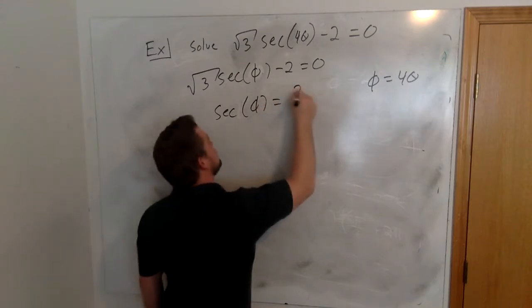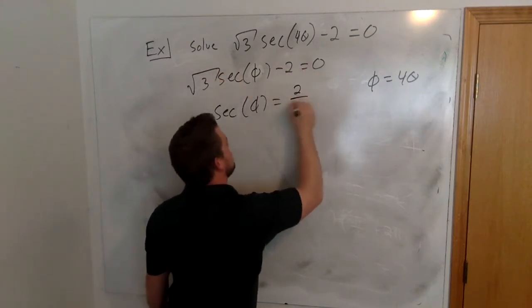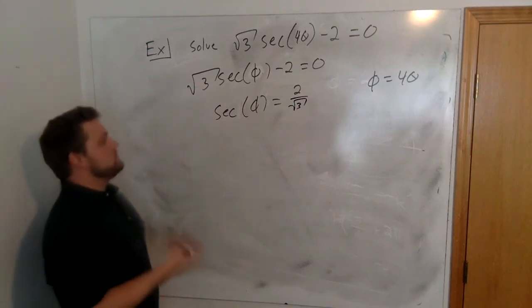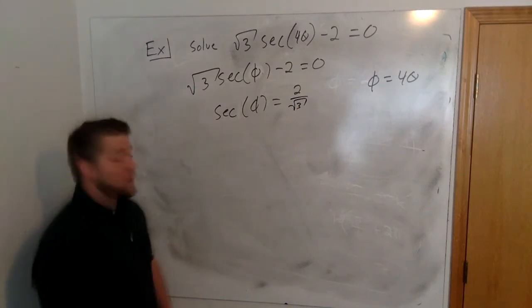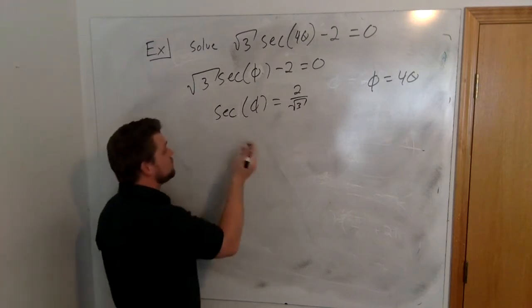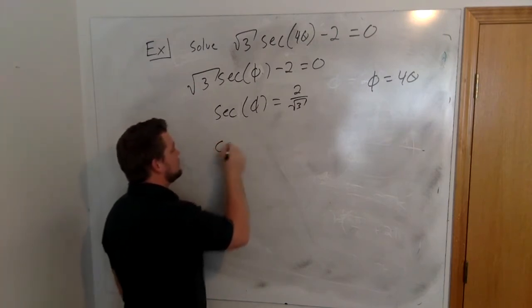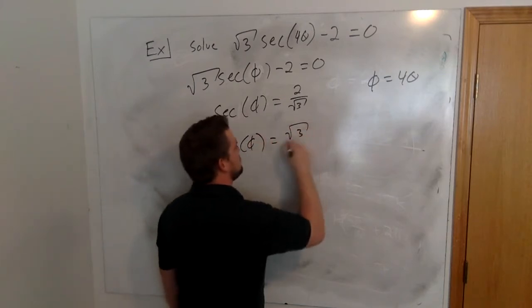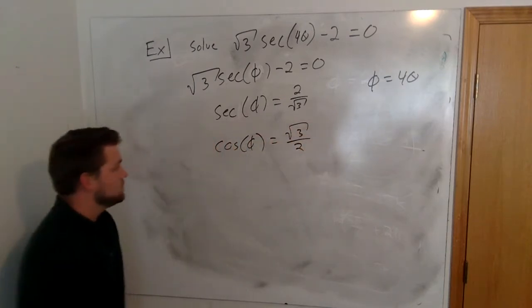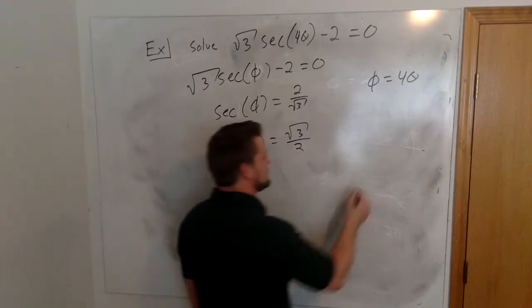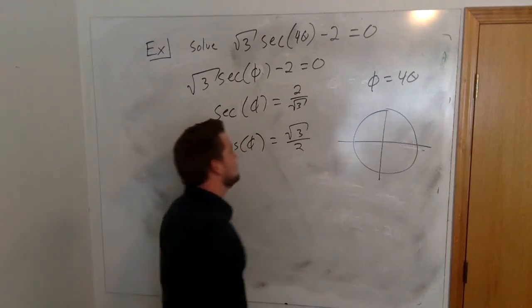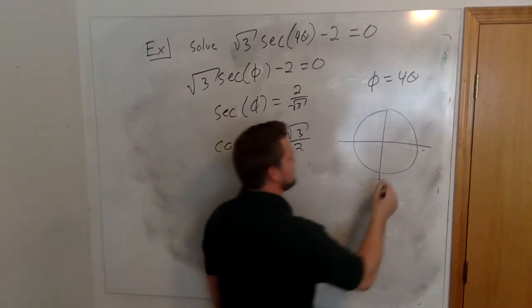will be equal to 2 divided by root 3. It's not very convenient oftentimes to work with secant, so I'm going to reciprocate both sides. If we reciprocate both sides, we'll get that cosine of phi is equal to root 3 over 2. So we need to solve for phi, so let's look at the unit circle. We want the x-coordinate to be root 3 over 2.